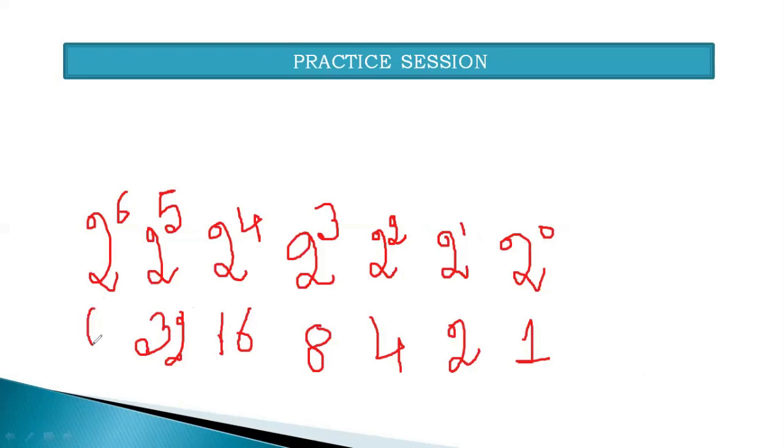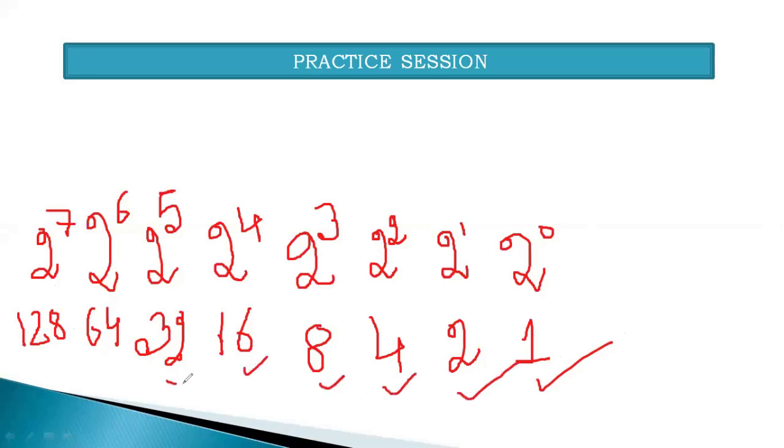Then 64. Same way, if I am using 2 to the power 7, it would be 128. So these are the positional values of any binary number. That means if a binary number exists at the first location, its value will be 1. If it exists at the second location, its value will be 2. And same way 4 and 8 and 16 and 32 and 64 and 128.